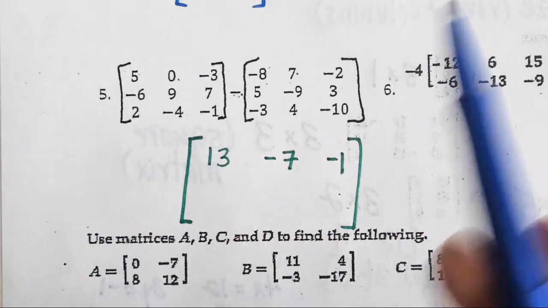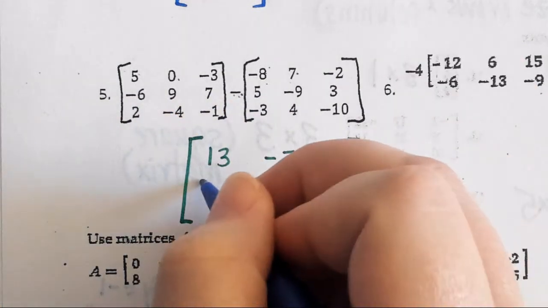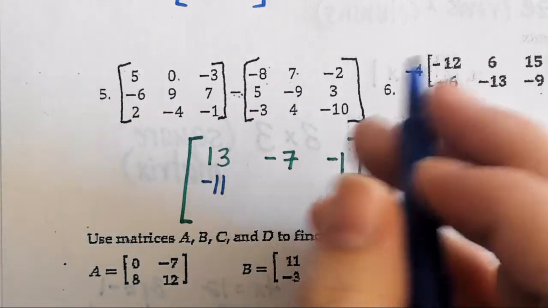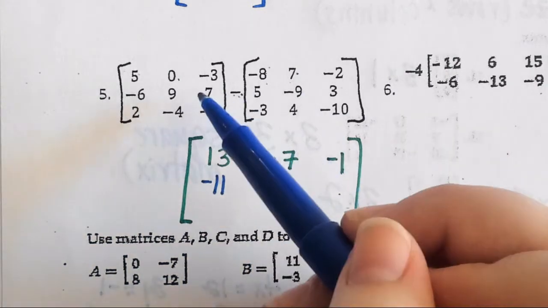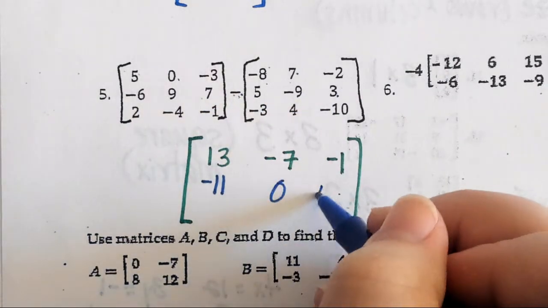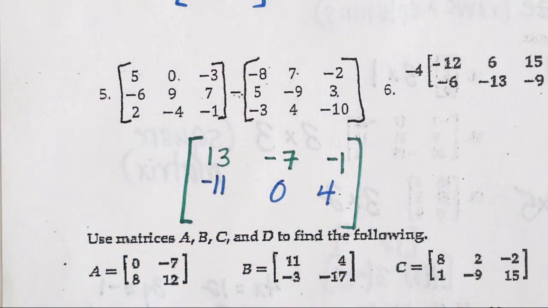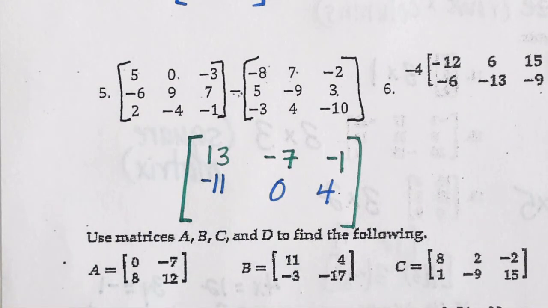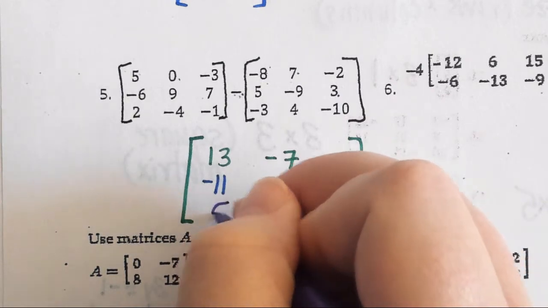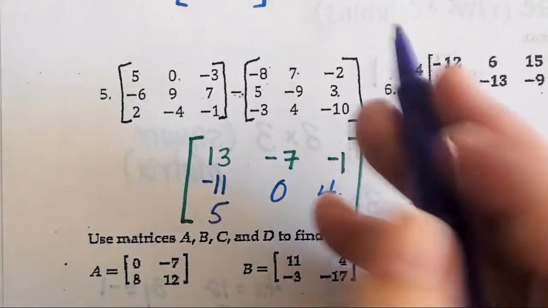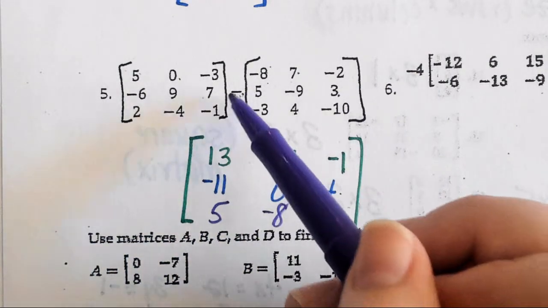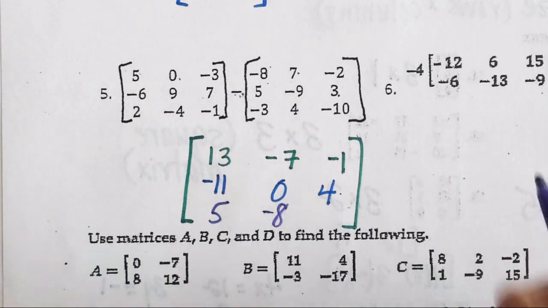Now for my second row, -6 minus 5, I get -11. 9 minus -9, well, that ends up being 9 plus 9, which is 0. 7 minus 3, I get 4. Now as for my last row, 2 minus -3, well, that ends up being 2 plus 3, which is 5. -4 minus 4, I get -8. -4 minus -10, well, the minus a negative, that ends up being a positive, so -4 plus 10 ends up being +6.